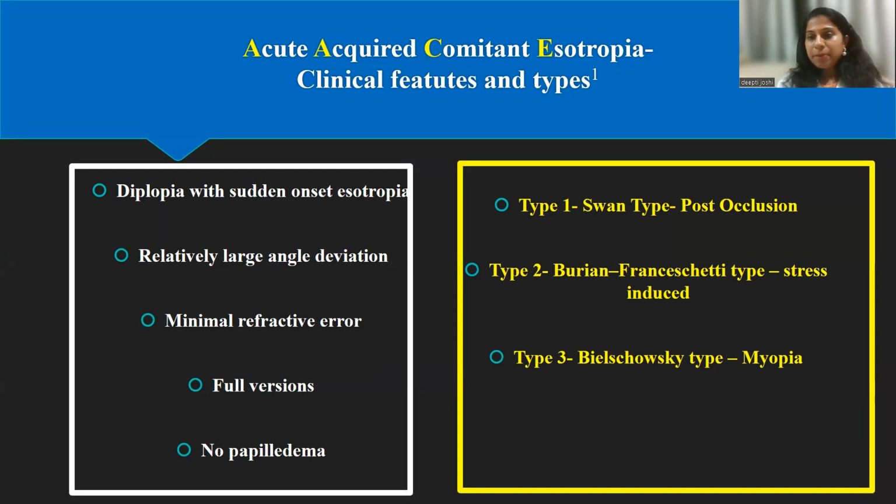But for exam purpose, if you remember these 3 variants, which is type 1, the SWAN type, which is usually seen after occlusion in case of amblyopia management. Type 2, which is Burian-Franceschetti type, which is stress-induced, could be physical stress as small as a fever or psychological stress like an exam-induced. Type 3, which is Bielschowsky's, is usually refractive error or moderate myopia associated.